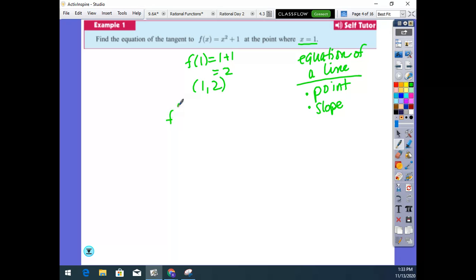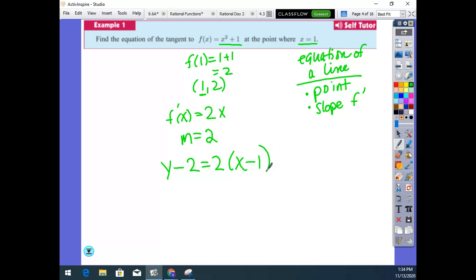Now I need the derivative because that's what finds the slope. So the derivative of x squared plus 1 is 2x. So my slope is just plugging the x value in, which is just 2. How do you write your equation? y minus the y coordinate equals the slope times x minus the x coordinate.